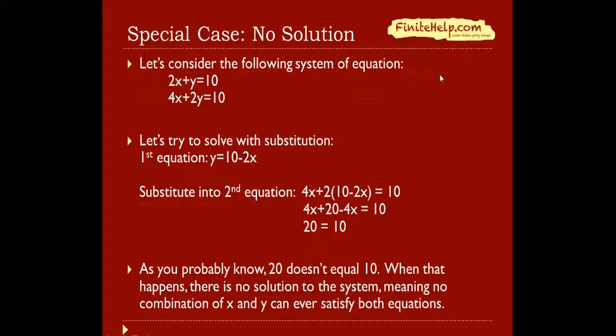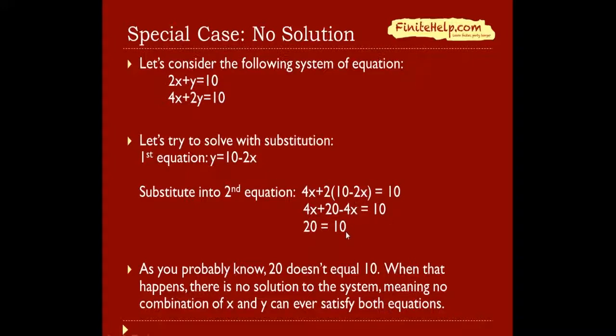As I said, there are usually one x and one y that will work, but that's not always the case. So here we're going to consider a special case where there's no solution. Let's look at this system of equations, and I'm going to try to solve it with substitution. I isolate y in the first equation, and then I substitute the y into the second equation.